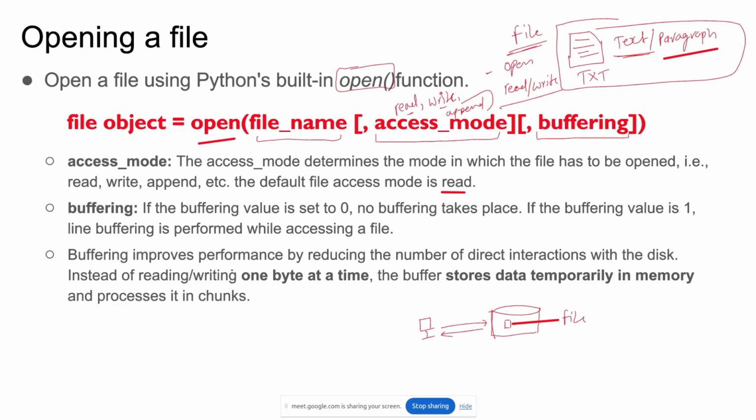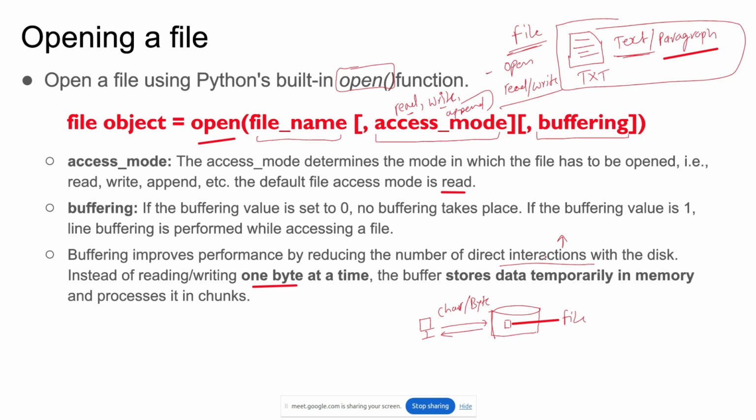So if you don't use buffering, then it will read character wise, maybe at byte level, 1 byte at a time, right? So you can understand how many read write operations there will be on the disk. So disk interaction will increase, and this will slow down your speed.